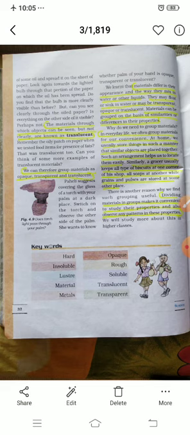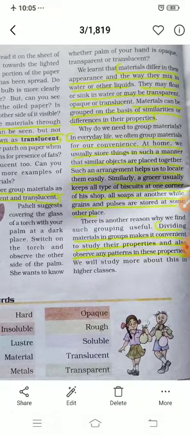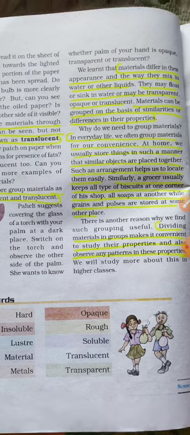Well, the palm of our hand is an opaque medium, right? We learned that materials differ in their appearance and the way they mix in water or other liquids. They may float or sink in water or may be transparent, opaque or translucent. Materials can be grouped on the basis of similarities or differences in their properties.